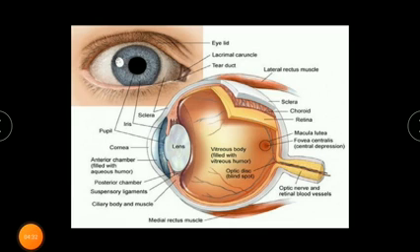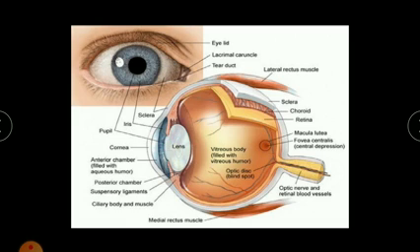Now this second part is the aqueous humor. After the cornea, the next part of the human eye is the aqueous humor. It is a watery substance and refraction occurs from this portion also. The refractive index of the aqueous humor is 1.33. The main purpose of the aqueous humor is to provide nutrition to cells.